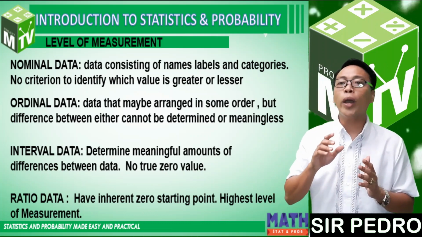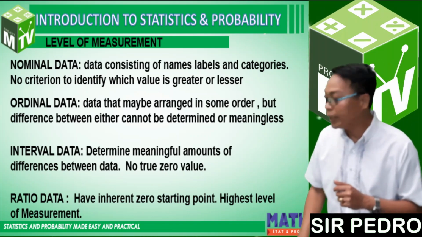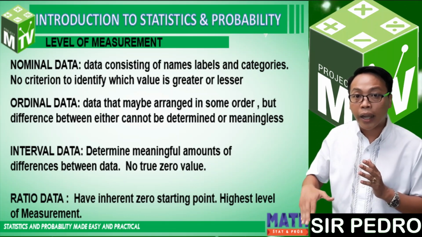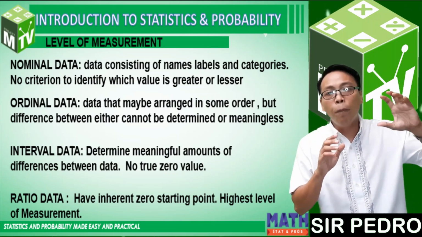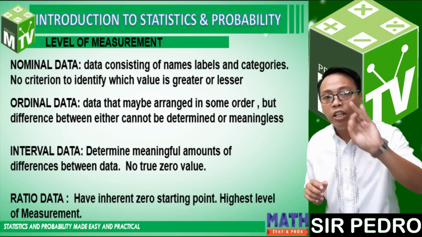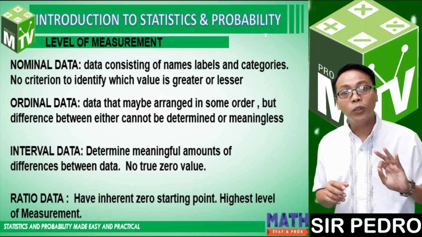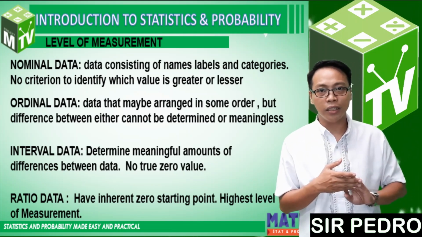No criterion to identify which value is greater or which value is lesser. Right? So this is simply grouping or category. Gender, eye color, network provider. Those are groupings or categories only.